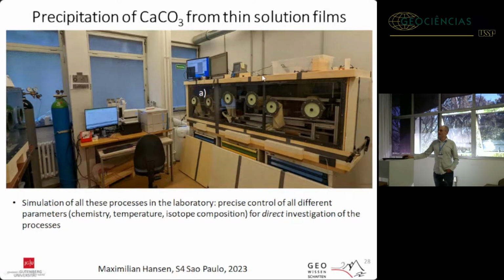And there we produce the experimental solution. So we dissolve calcium carbonate in water, which is then in equilibrium with a high PCO2 environment. And once the solution is established, we pump it into the cave environment and precipitate all kinds of different carbonates from thin films of solution.